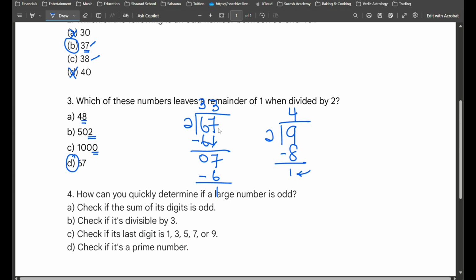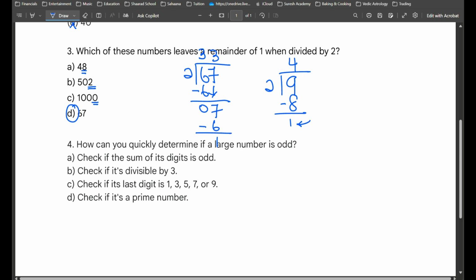Question 4. How can you quickly determine if a large number is odd? Remember, whether a large number or a long number is odd or even will be determined by the last digit. The last digit must be any of these digits 1, 3, 5, 7, 9. So A, check if the sum of the digits is odd. No. Check if it's divisible by 3. No, that is not the test at all. Check if it is a prime number. No. Check if the last digit is 1, 3, 5, 7, 9. Yes. There you go.